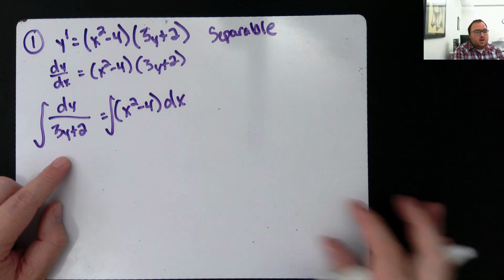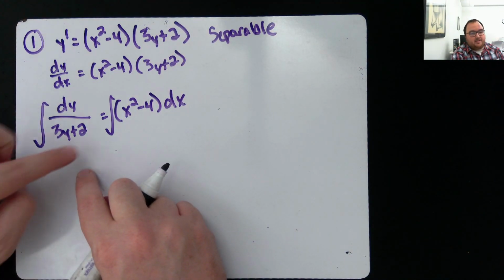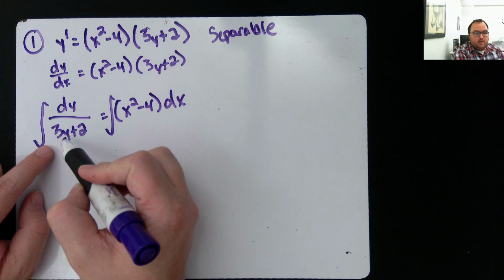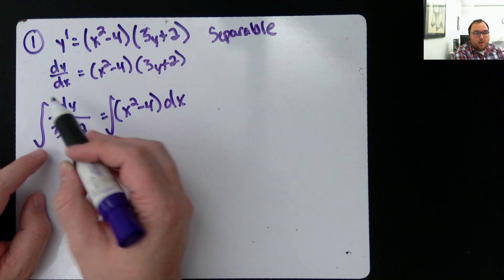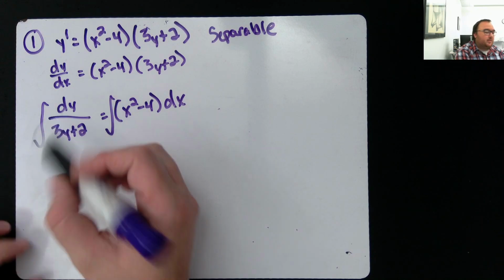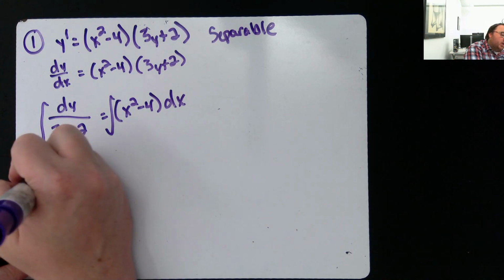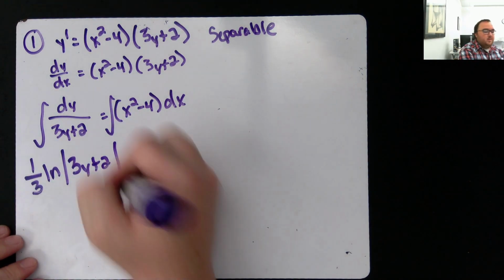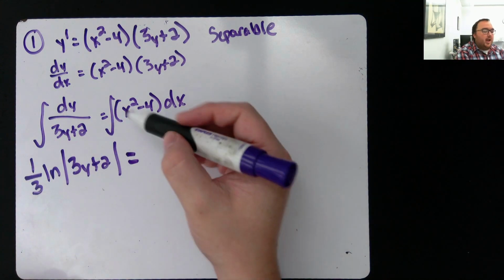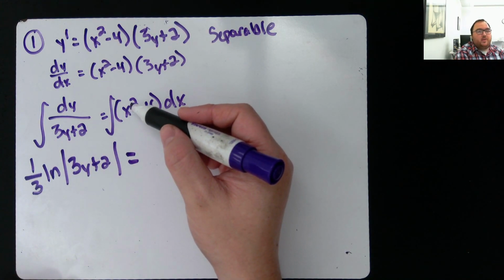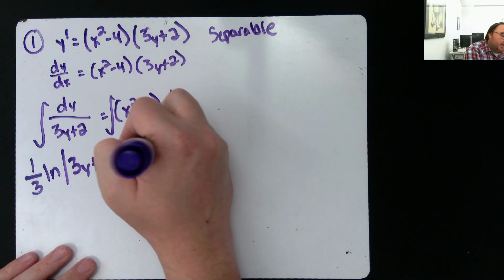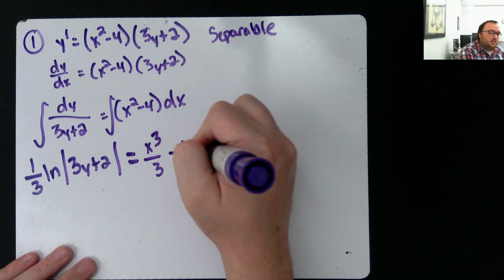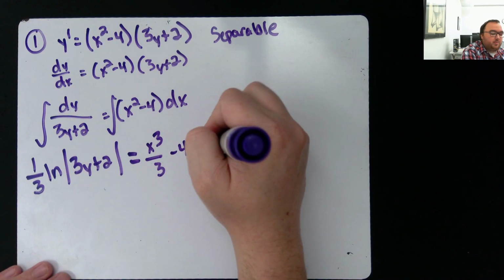On the left side, since I have 1 divided by some stuff, I know that's the natural log. But this is 3y, which means I would need a 3 up here, which I don't have, so I've got to put 1/3 out front. So 1/3 natural log of 3y plus 2 equals, now do this side, x squared, add 1 to the power, then divide by that, so that's going to be x cubed over 3. For 4, we end up with just 4x. And then, of course, always do the plus c.